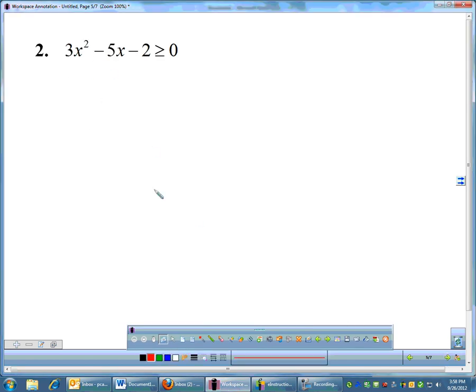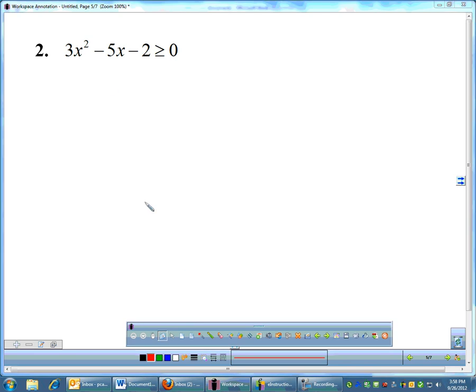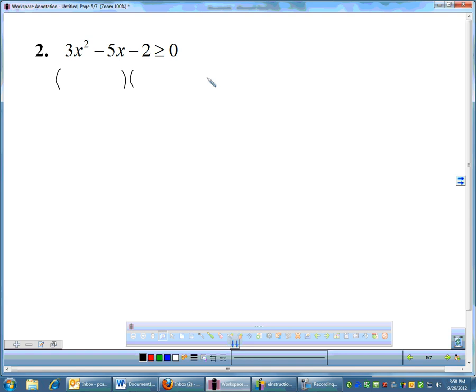Let's try this one. Same type problem. I've already set it equal to 0, which means we need to factor it. Now, this is one of those pesky ones with the leading coefficient that's not 1. So let's see, 3x and x. I need factors that add up to 5. I'm going to use 2 and 1. 1 times 2 is 2. 3 times 2 is 6. If I have a positive 1 and a negative 2, that'll work. So there, that's factored. And then I find out what makes each of those 0. This one is negative 1/3. This one, my root is positive 2.